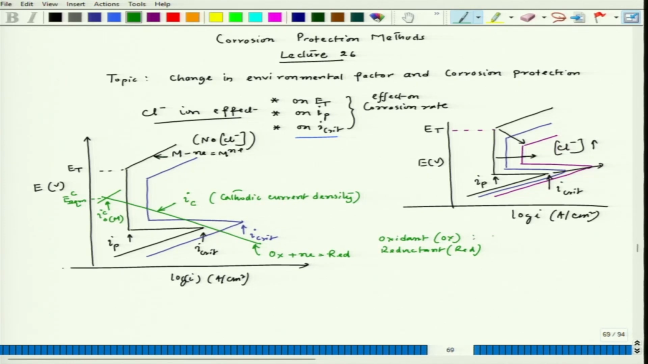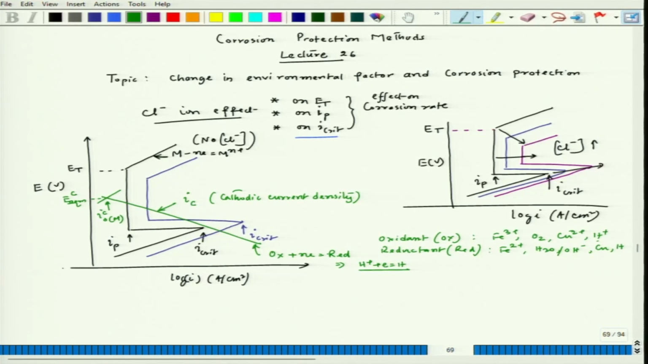Examples of oxidant are Fe3 plus, O2, copper 2 plus, even hydrogen plus, and reductant Fe2 plus, H2O, or even OH minus, copper, hydrogen. So, these are reductants. Now, in case of hydrogen, if we consider, this would be written as, okay. So, this reduction process is going on.